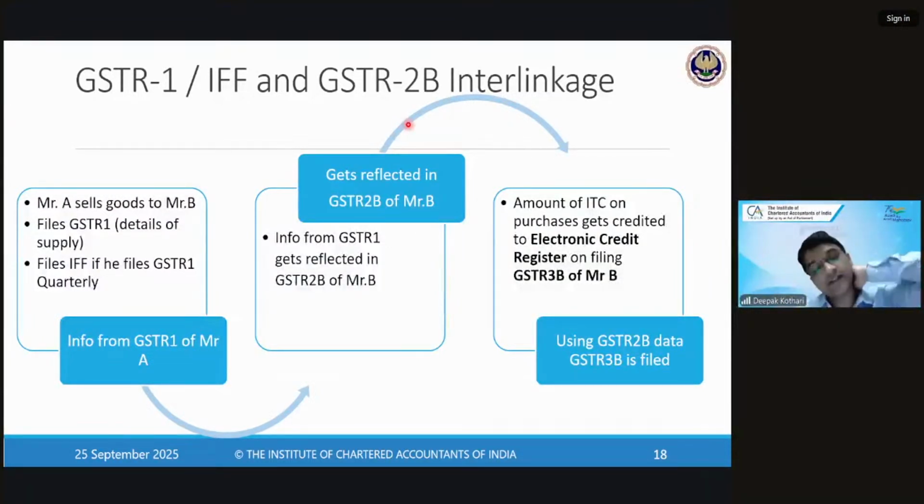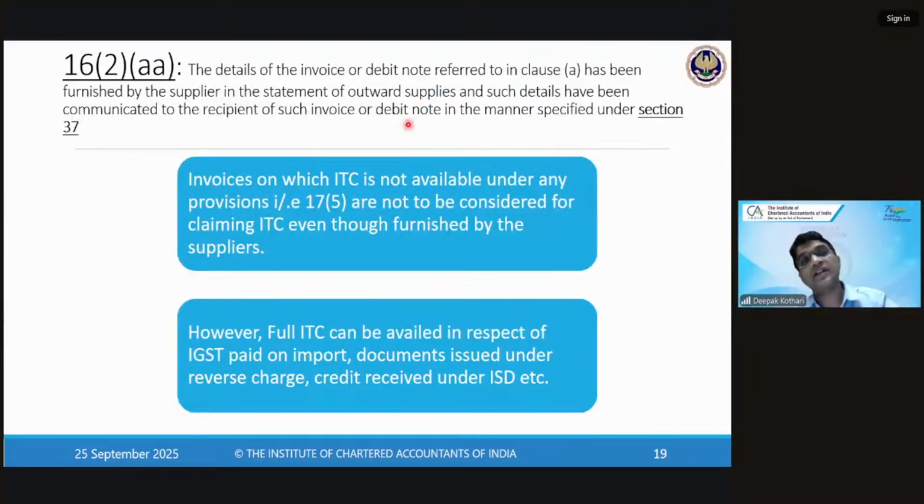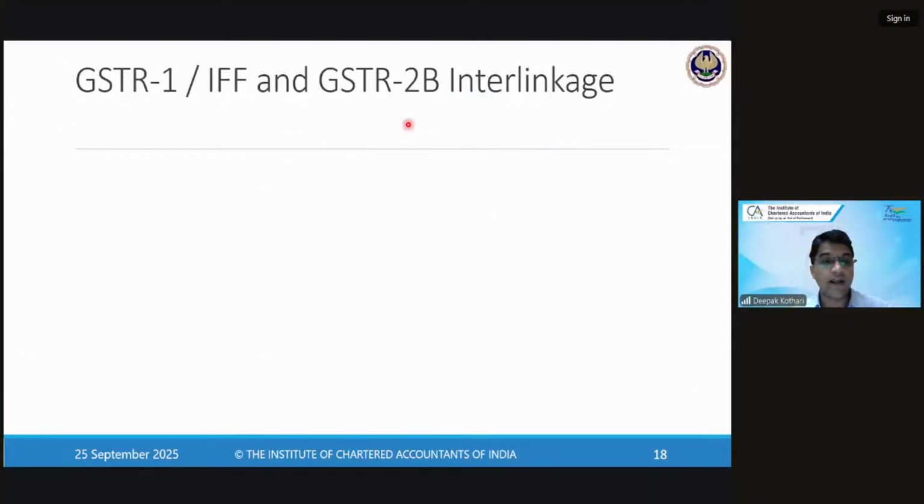Clear? Now let's proceed further. That first condition is over, 16(2)(a), right? And then we have 16(2)(b).